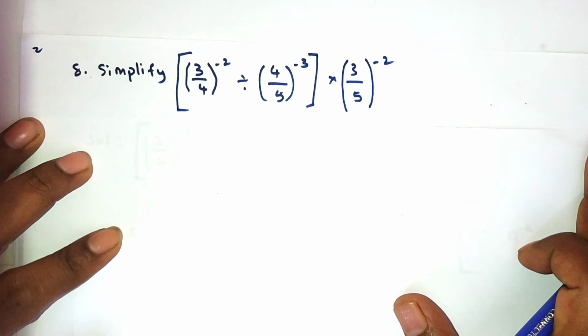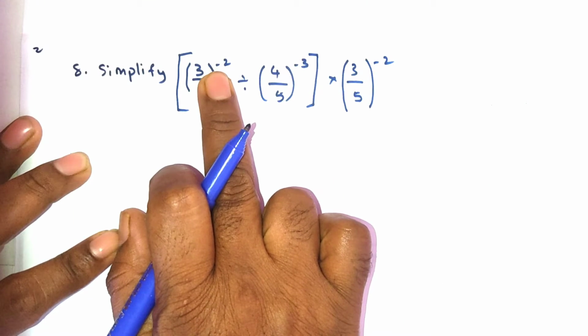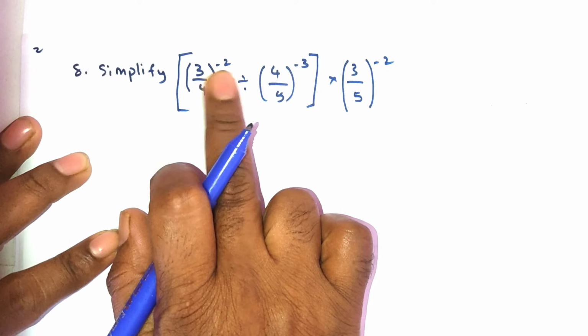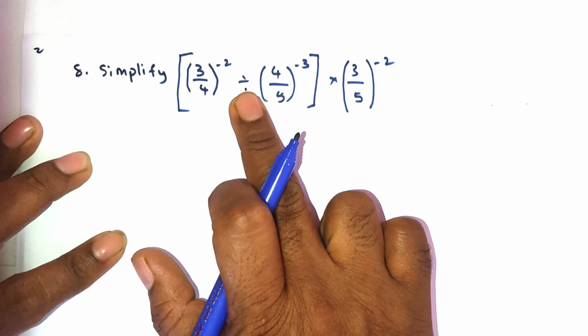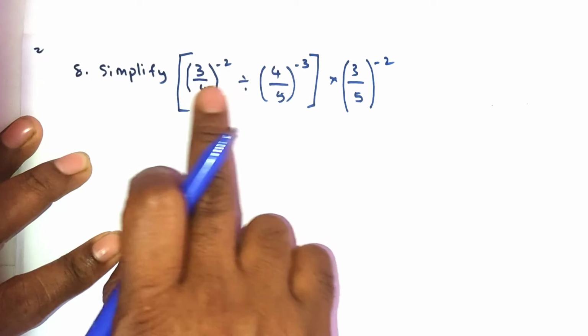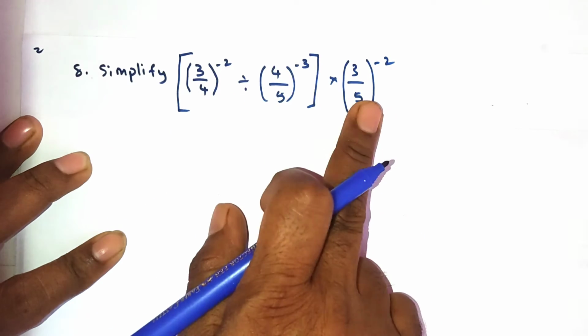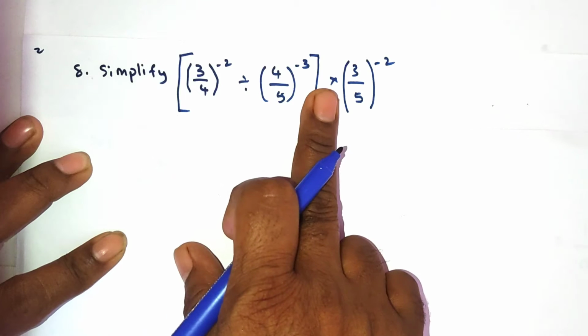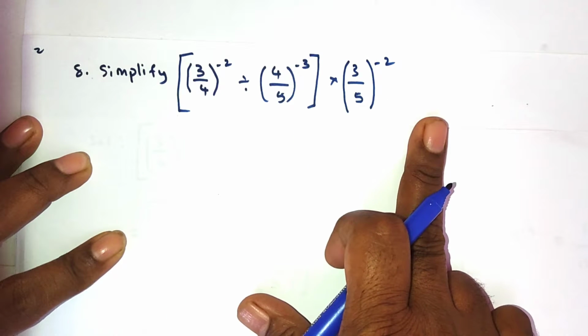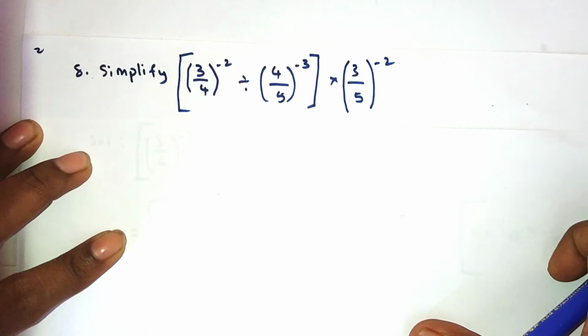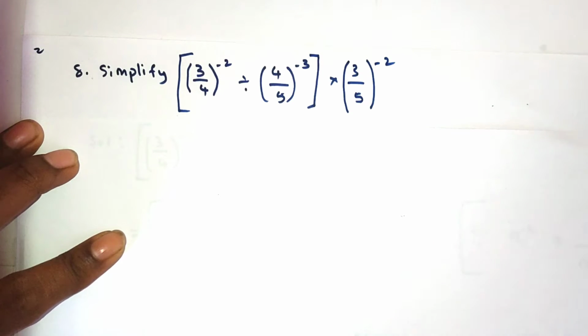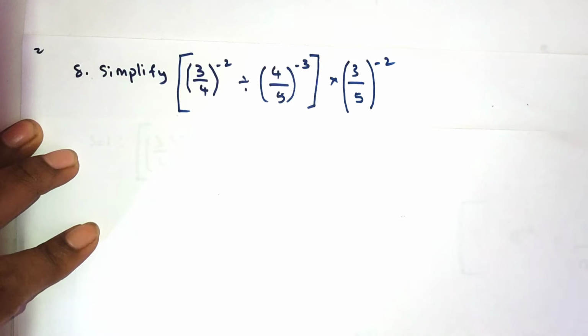Before solving this equation, let us see what the important points in this equation are. Here a negative exponent is there, here a negative exponent is there, here also a negative exponent is there. Here a division symbol is there. These two things are fractions. This is also a fraction. Here a multiplication symbol is there. Step by step, I can show you how to solve this equation in a simple way. Please watch carefully.